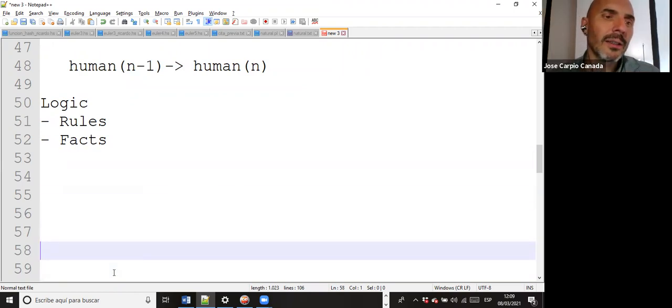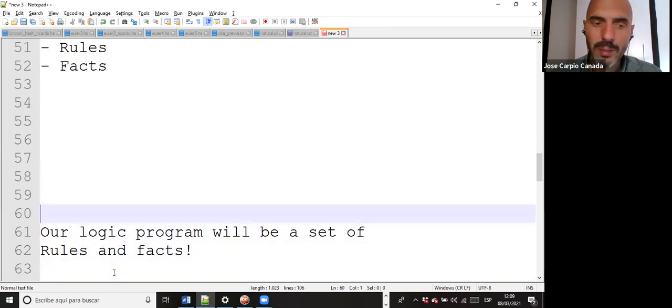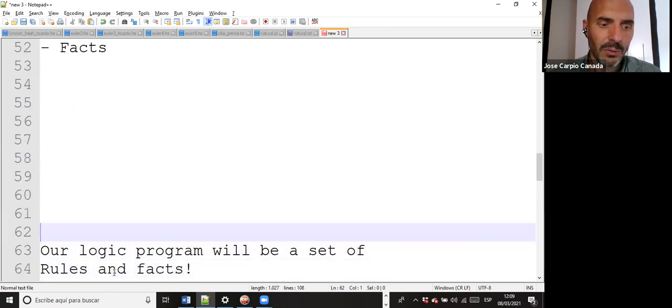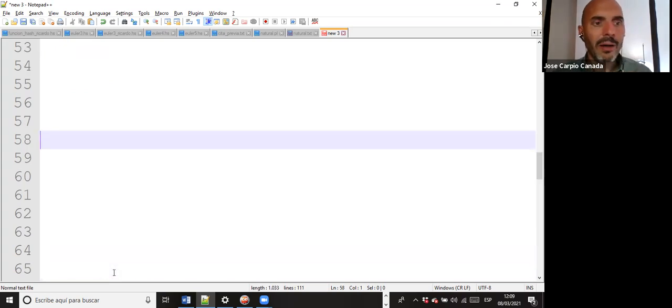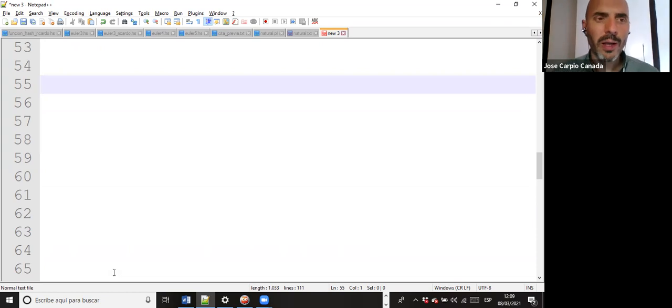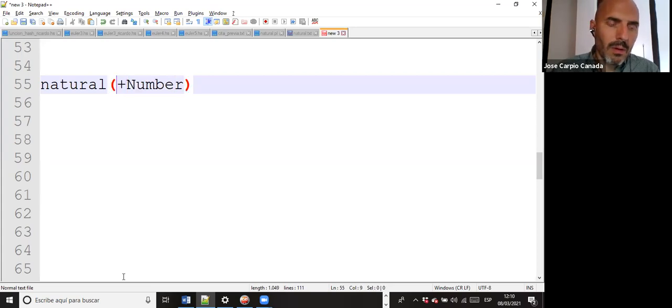Let's apply that idea with a simpler concept, simpler than human. Let's create our first program. Let's create our first Prolog program to say if a number is a natural number or not, the concept of natural number.